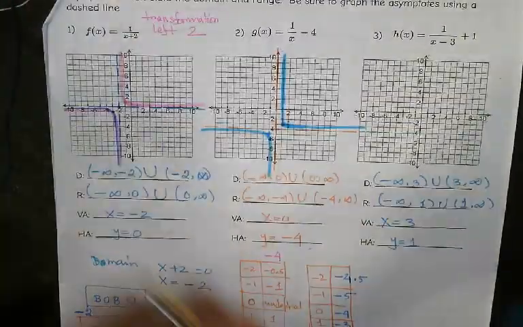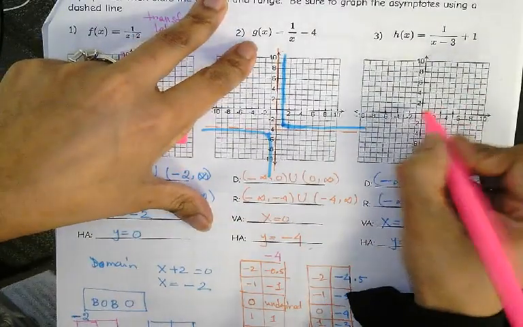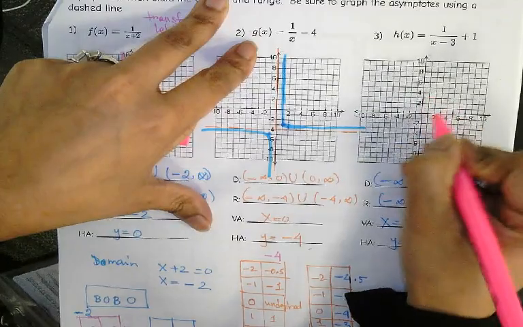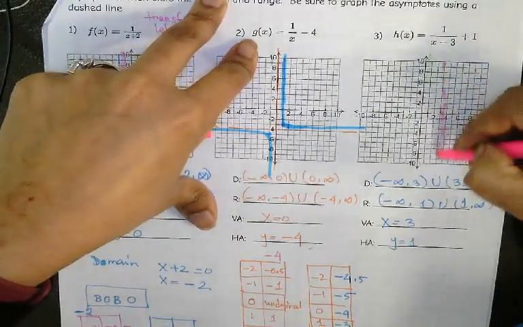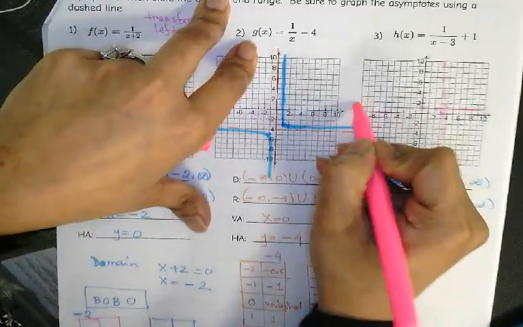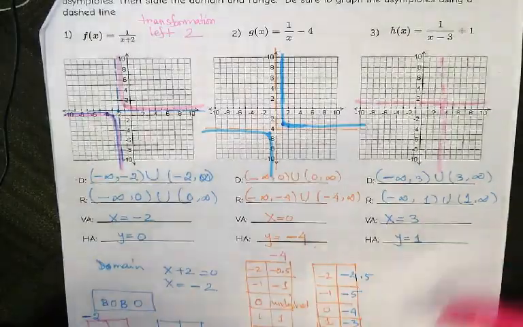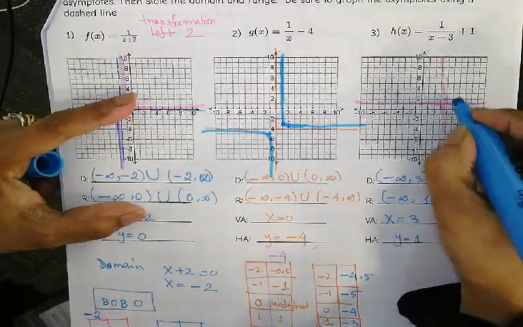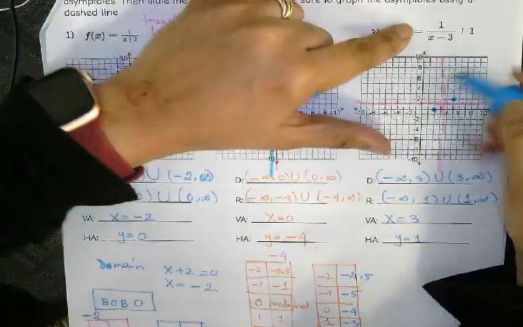Let's draw the asymptotes first. X equal to 3. That's my first asymptote. And the other one, y equal to 1. And the graphs are going to be, the first point is over here, the second point, the other side, is going to be over here.